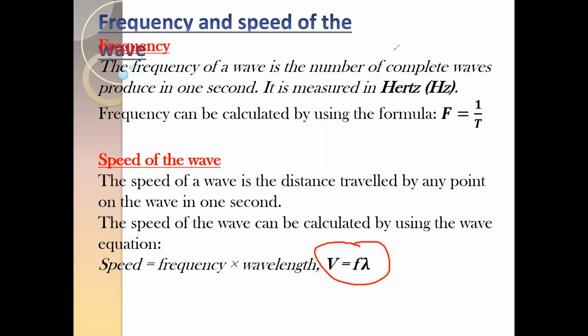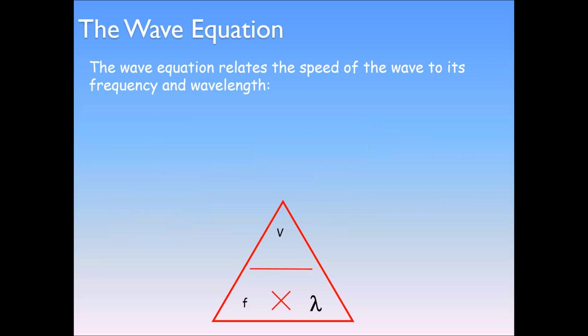to calculate the speed. For example, this is a wave equation triangle. If we need v, that is equal to f λ. But if we need f, that is v divided by λ. And if we need λ, that is v divided by f. So all three variables can be found by using this triangle.